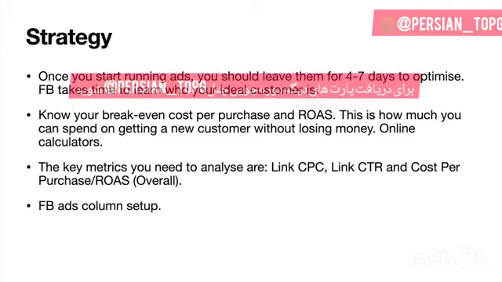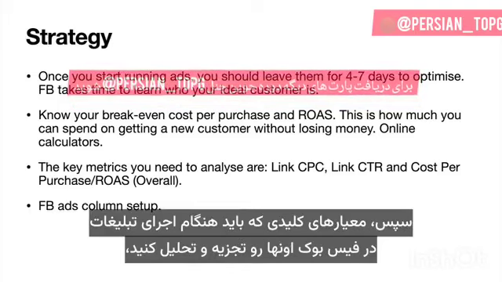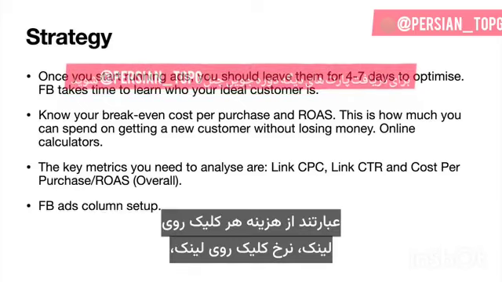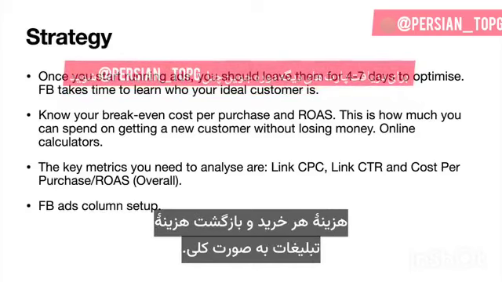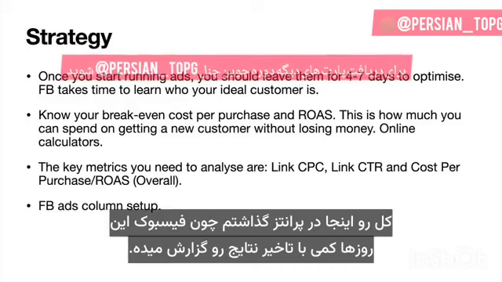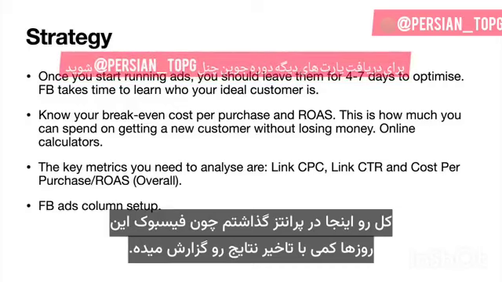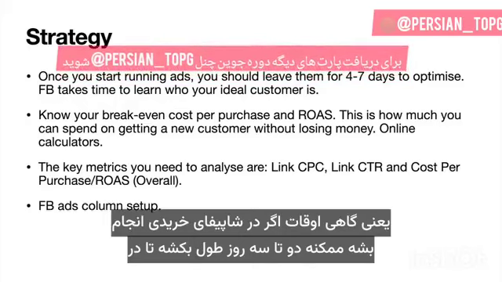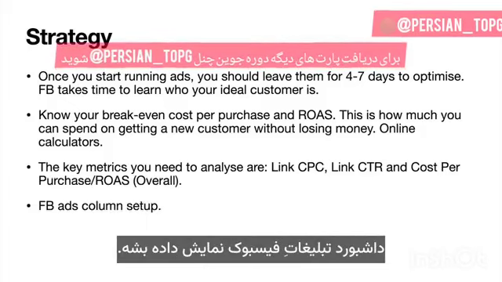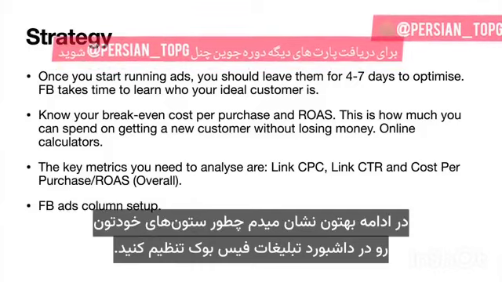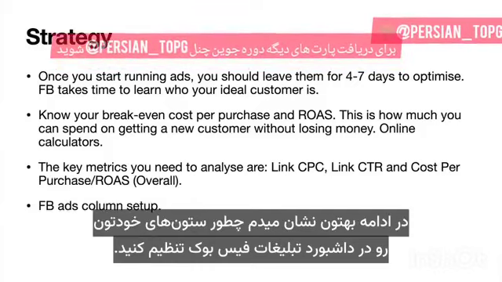Next, the key metrics you need to analyze when you're running your Facebook ads are the link cost per click, the link click-through rate, and the cost per purchase and ROAS overall. Now, I wrote overall here in brackets because Facebook has delayed reporting nowadays, which means sometimes if you get a sale in Shopify, it might take 2 to 3 days to show in your Facebook ads dashboard. So look at this metric overall. Next, I'm going to show you how to set up your columns on the Facebook ads dashboard.